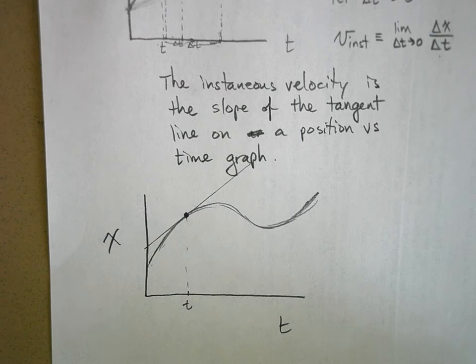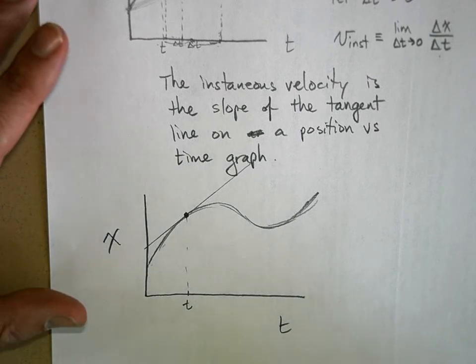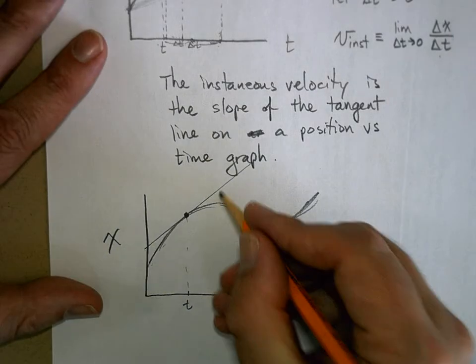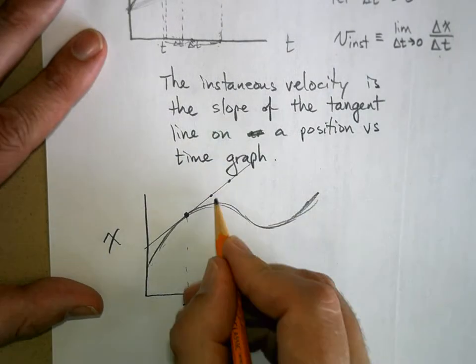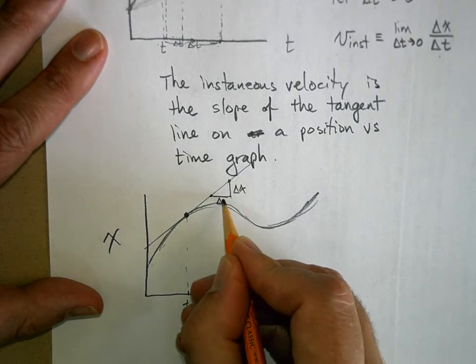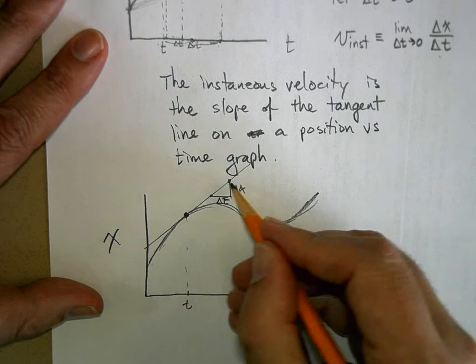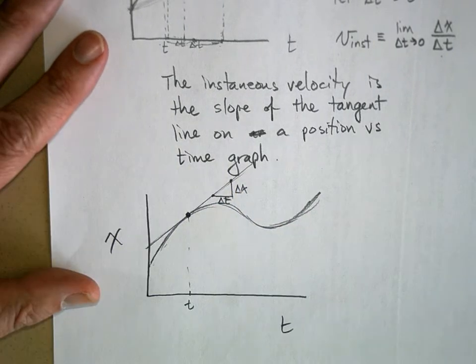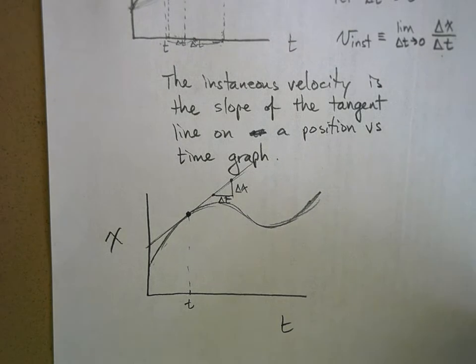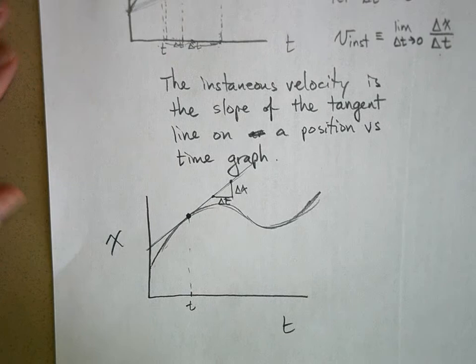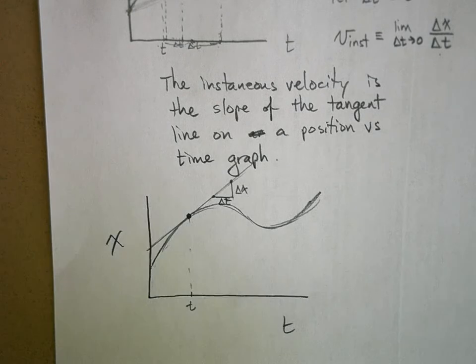And now I can pick any 2 points I want on that line. I can pick these 2 points. I can do a delta t, delta x. Figure out the slope of that line. When I figure out the slope of the tangent line, I have the instantaneous velocity for this graph. Now what you're going to have to do is figure that out for your graphs.